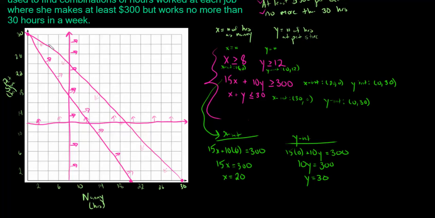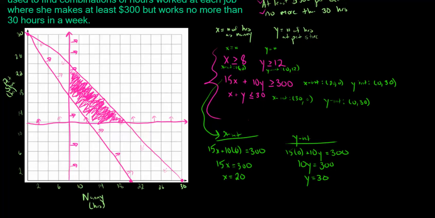And now what you see is that all the shading is going to overlap in this little region in here, okay? All the shading overlaps in this region here. So these are all the combinations of hours that Emma can work, and work no more than 30 hours, but make at least $300, all right? Because that's what she wanted to do. She wanted to make at least $300.